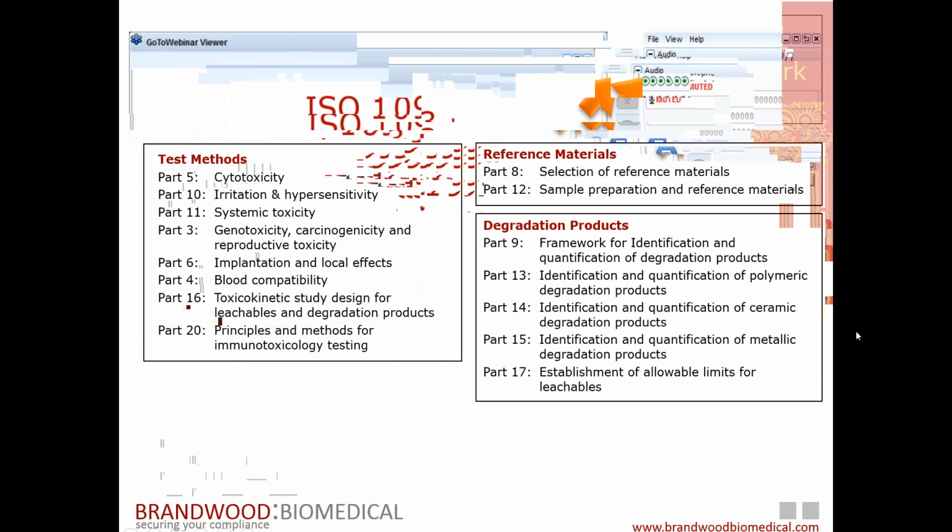Parts 9, 13, 14, 15, and 17 all speak to working with degradation products, how to identify and quantify degradation products. Parts 9, 13, 14, and 15 speak about both the overall framework and then dealing with polymers, ceramics, and metals. They could have all been put in one part, some would argue, but this is how it's been developed. And then Part 17 provides a specific framework on establishment of allowable limits for leachable substances.